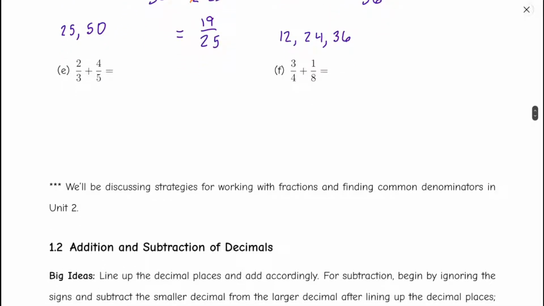E and F. 2/3 plus 4/5. Well, again, I'm going to start with the bigger one. So 5. 5 times 2. 5 times 3. Well, we get 15.